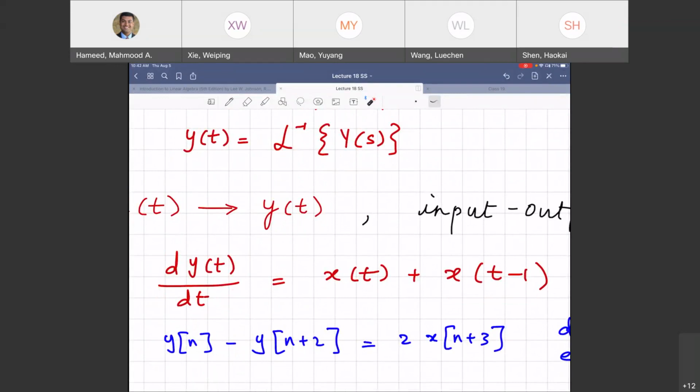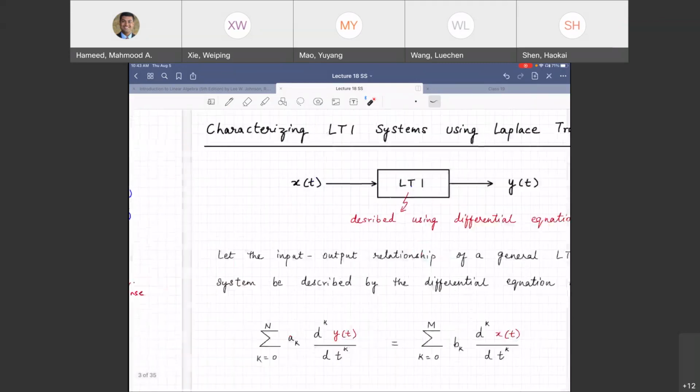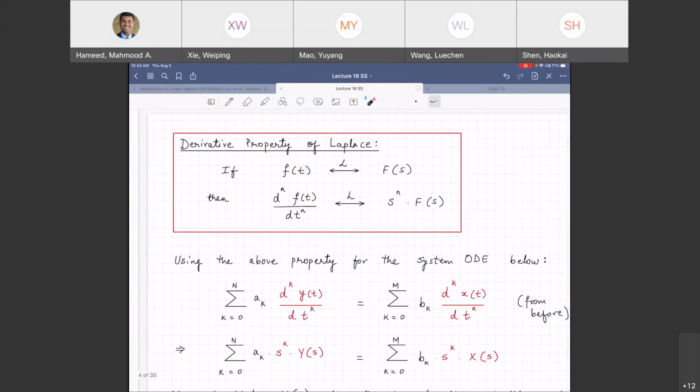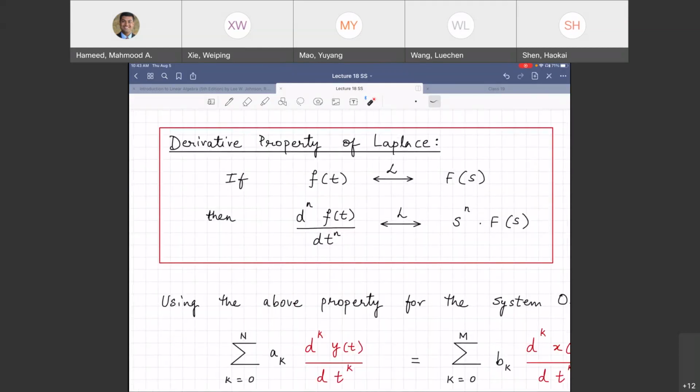So we are not differentiating x, but you're just writing x with two versions, x of t and x of t minus 1. Let's go back here. Okay, so that's our general differential equation for any LTI system. N plus 1 terms there, m plus 1 terms there. With this, we will try to use the derivative property of Laplace.